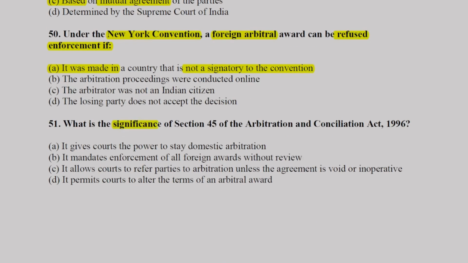What is the significance of Section 45? It allows the court the power to stay domestic arbitration. No. It mandates enforcement of all foreign awards. No. It allows the court to refer parties to arbitration unless the agreement is void or inoperative. It permits the court to alter the terms of an arbitral award. So the answer should be C.